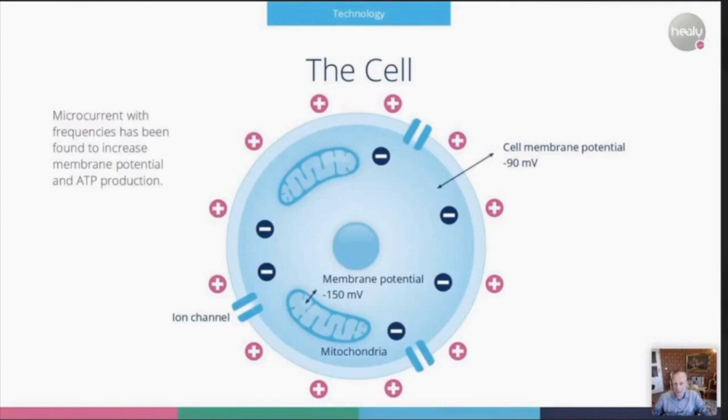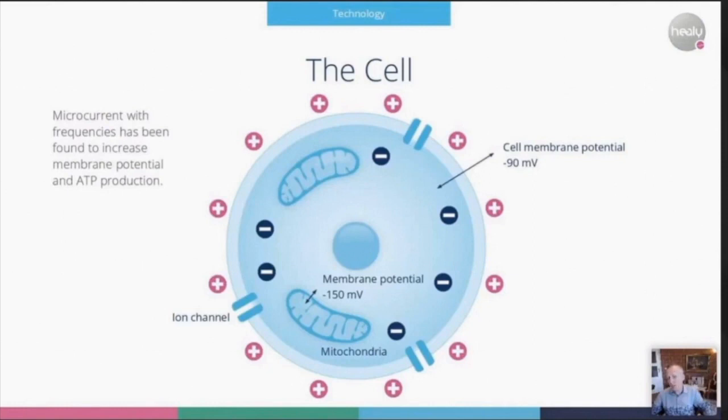But the cell membrane potential is not the only membrane potential in the cell, because inside the cell we have the mitochondria. The mitochondria are the little power stations of the cell, and actually they are producing the ATP, and the mitochondria have their own membrane potential, which is even higher.